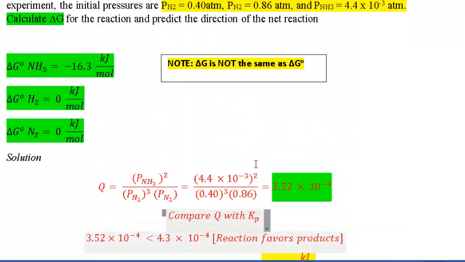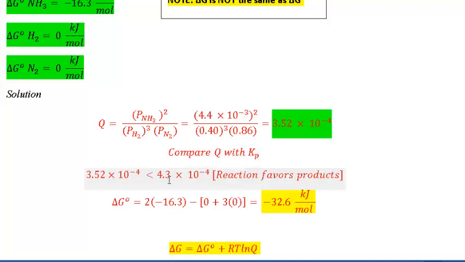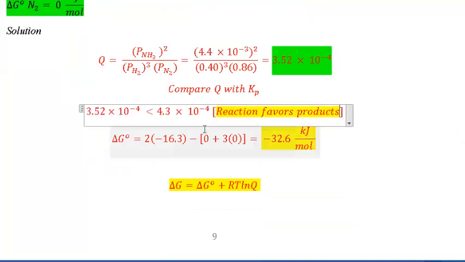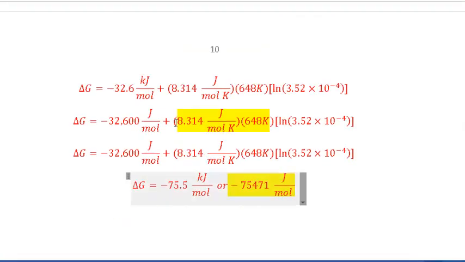The Q is less than K. Q and K tell us the reaction favors the products. So we have validation and corroboration, and delta G naught is actually also exergonic. So Q is less than K, the reaction favors products, and under non-standard state conditions, this reaction is exergonic, the reaction is spontaneous, the reaction favors products.